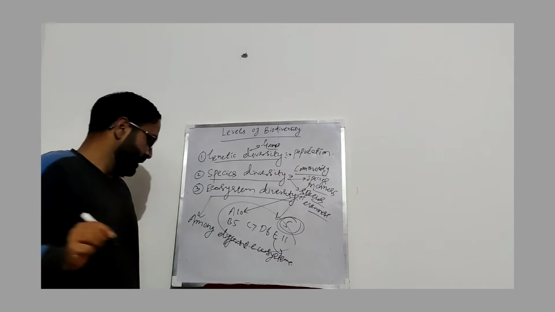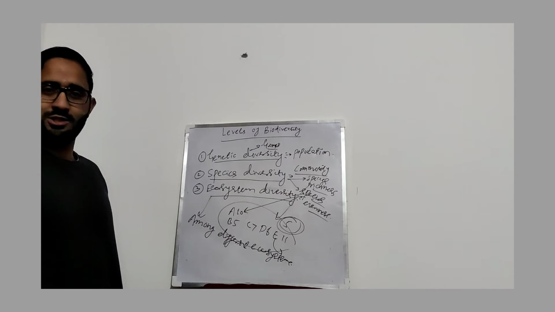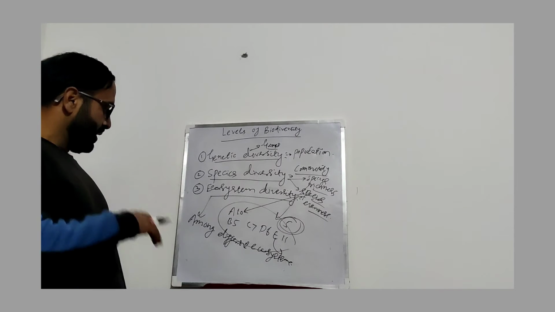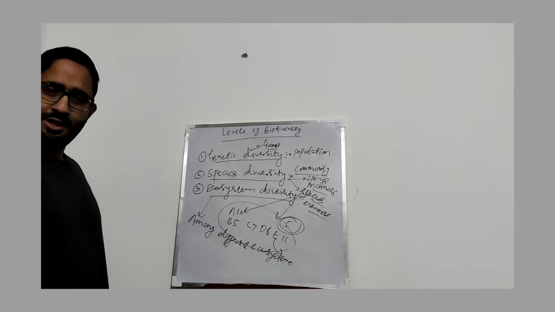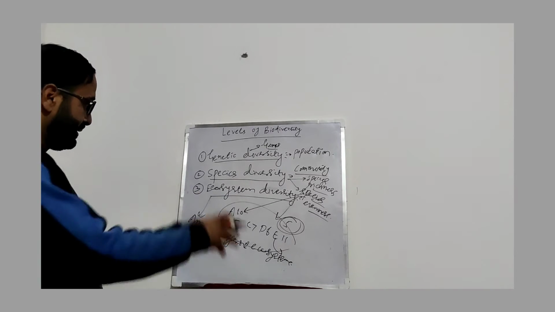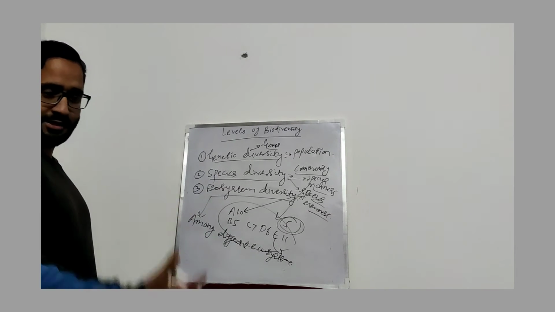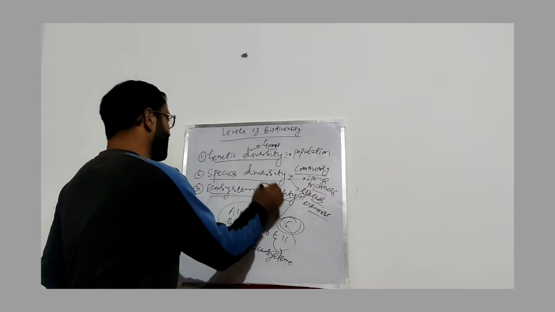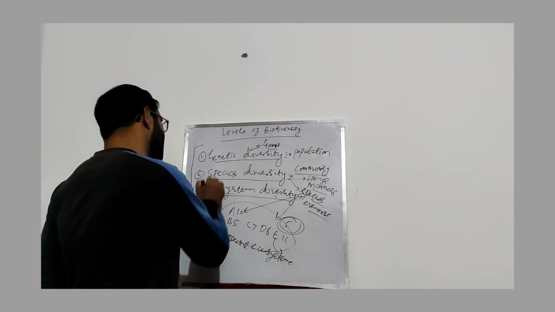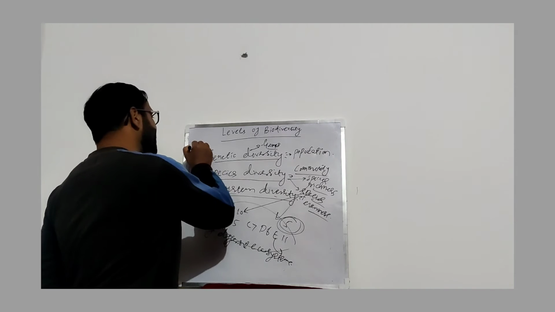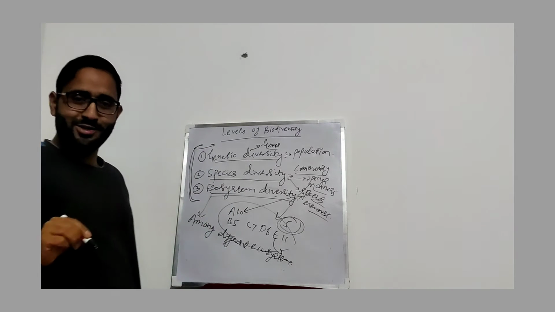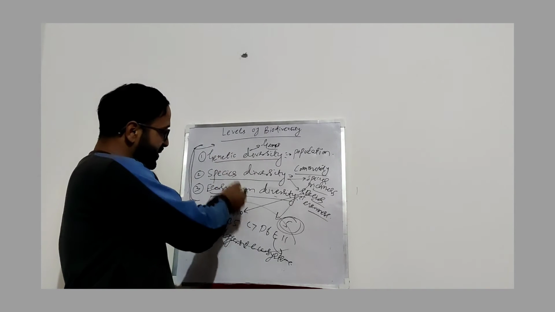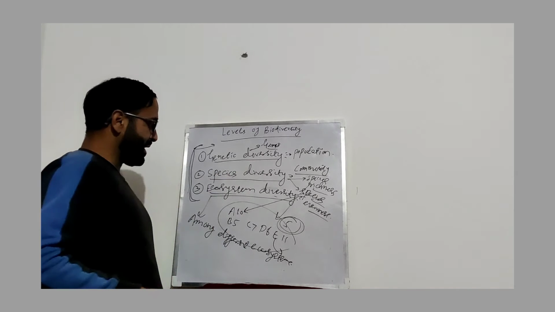For example, if we see forest ecosystem, grassland ecosystem, pond ecosystem, desert ecosystem, all these ecosystems are different from each other. This variation or difference in these ecosystems would be called ecosystem diversity. If we combine all these diversities, they will make up biodiversity. So biodiversity is the sum total of all these diversities: genetic diversity, species diversity, ecosystem diversity.